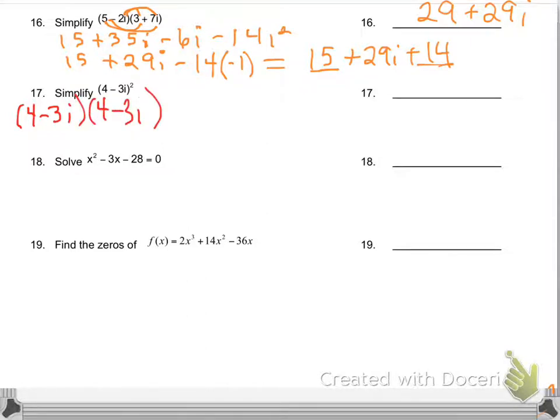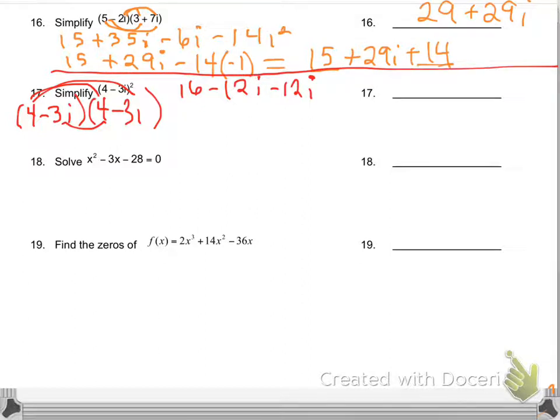And now we're going to do the same thing that we did in 16. So we're going to FOIL. 4 times 4 is 16. 4 times negative 3i is negative 12i. Negative 3i times 4 is also negative 12i. Let me just draw a line here so we don't get confused. And then negative 3i times negative 3i is a positive 9i squared. Okay, so if I combine these two like terms, I get 16 minus 24i.